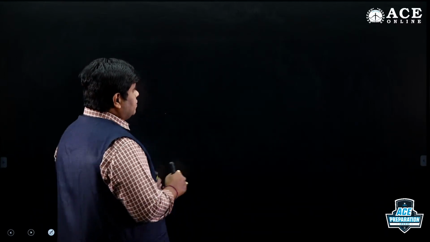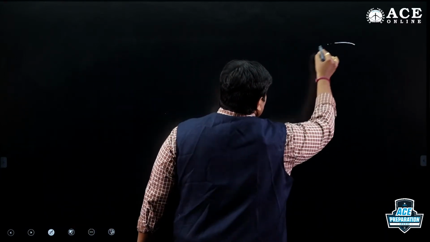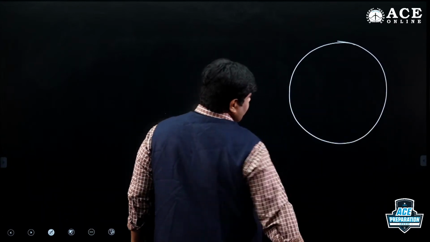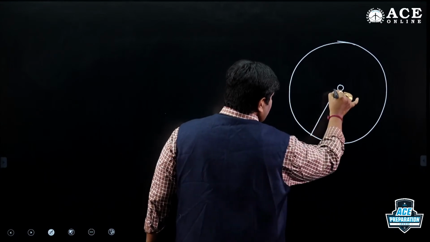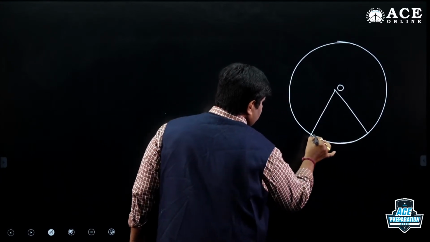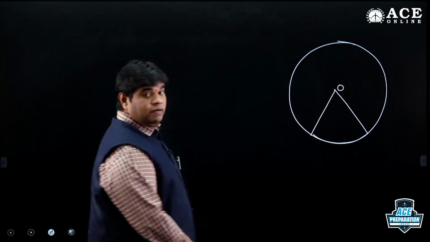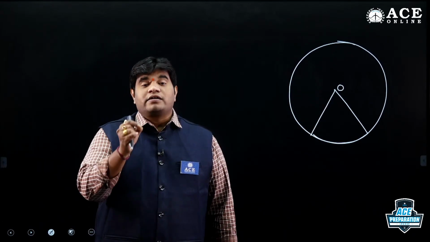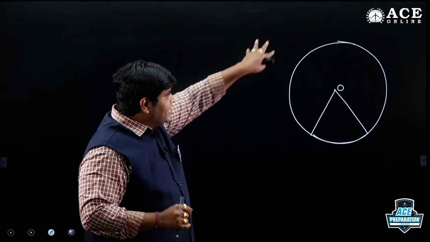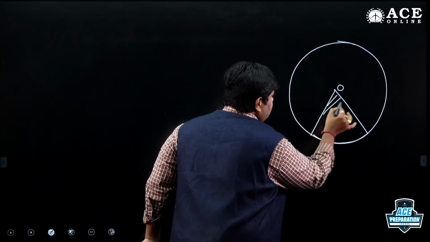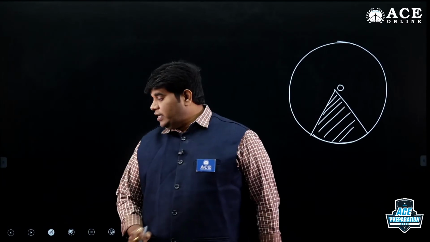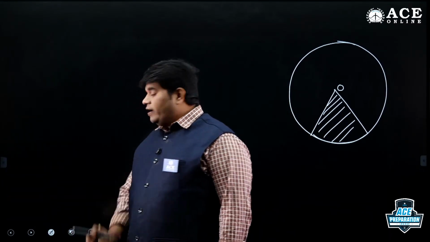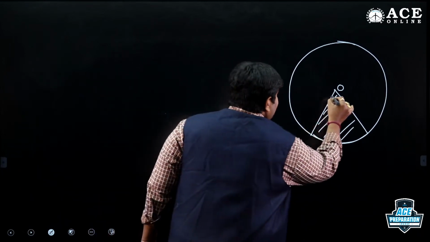Two more points, then the introduction is over. Circle, center. This is an arc, and completely it is called a sector. I want this sector area. In a complete circle, this is one piece. Simply you can assume this is one piece. What is this piece's area? Sector area means the area of this piece. Here the angle is theta.